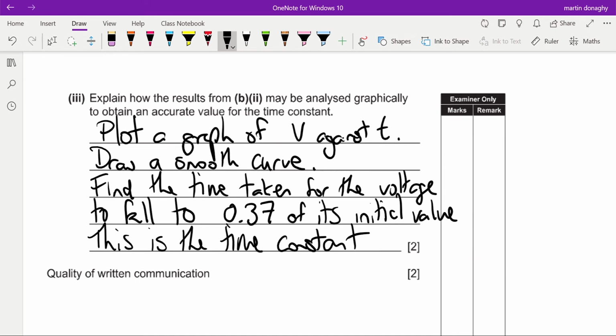I'd like to see some other things in there, to be honest. I'd like to see you saying that you'd repeat that and average it, so that you would do it starting from another value of voltage and finding how long that takes to get down to 0.37 of its value. But that's the 2 marks for drawing that curve and finding the time constant from it.